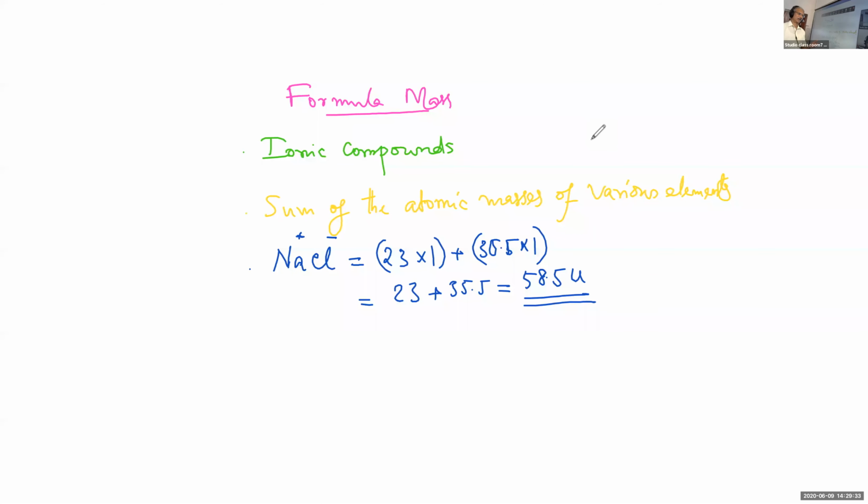It may be read as molecular mass also. There is nothing wrong in that. Even if you are calling it the molecular mass, there is nothing wrong. But to be more specific, it is called the formula mass. So formula mass comes into play when we deal with the ionic compounds.